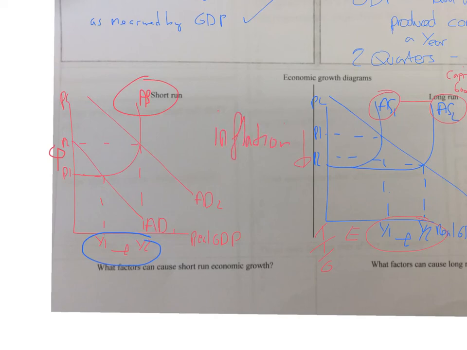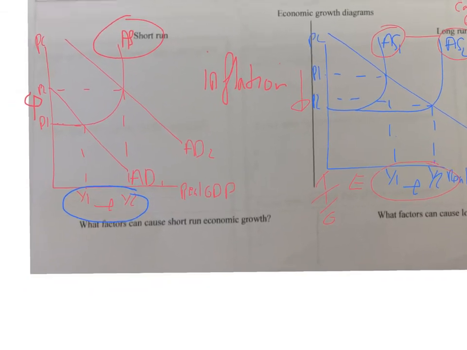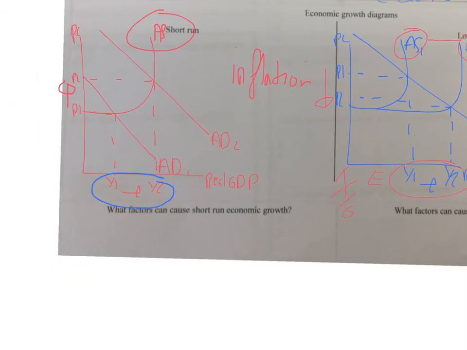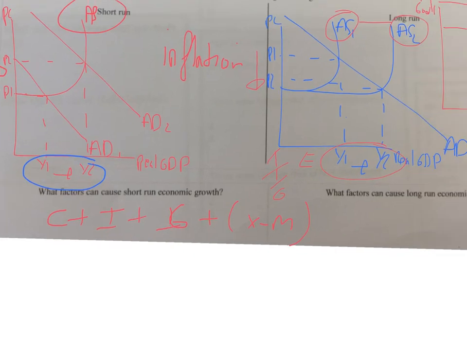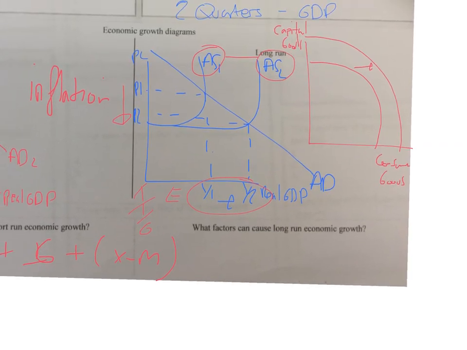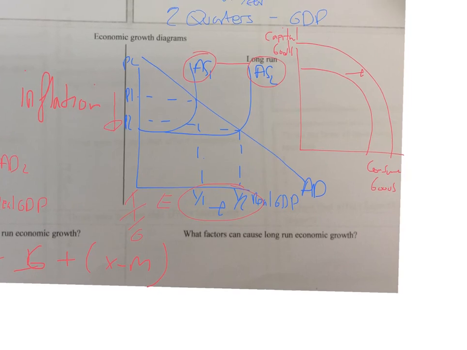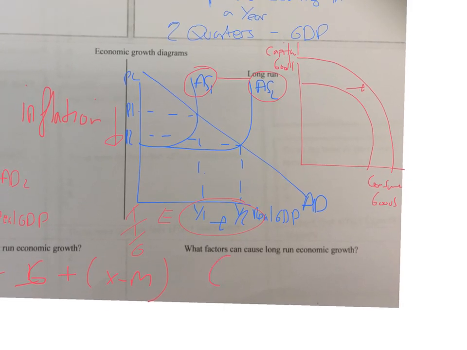Right, grand finale now. What can cause short-run economic growth? We know it's any increase in AD, so we put C plus I plus G, plus X minus M. And then, what factors can cause long-run economic growth? It's anything that can do QSEL. If you can't remember what QSEL means, you have to go back to the second video, where it shows you how diagrams shift.